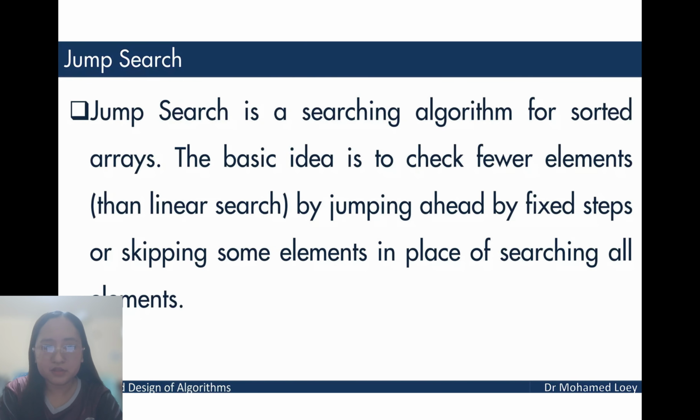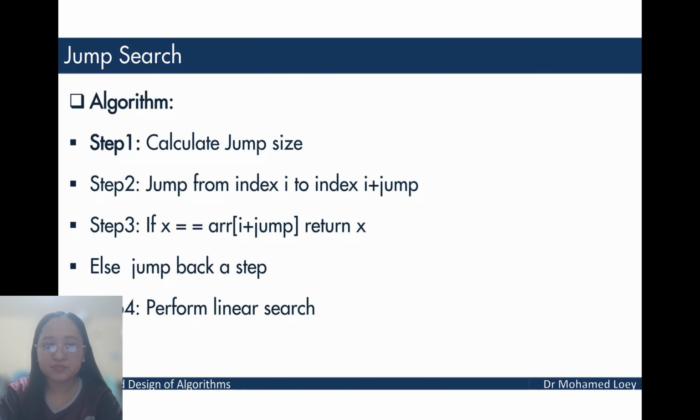So let's define jump search. Jump search is a searching algorithm for sorted arrays. Unlike a linear search that checks every element one by one, jump search moves ahead by skipping a fixed number of steps or jumps. The basic idea is to check fewer elements than linear search by jumping ahead by fixed steps, skipping some elements in place of searching all elements.